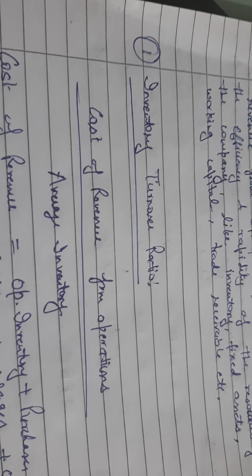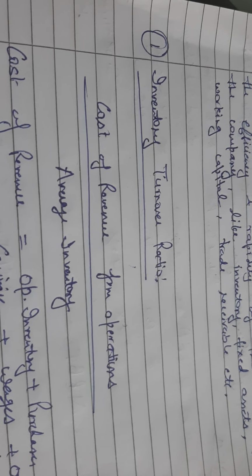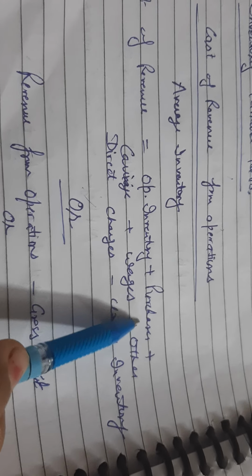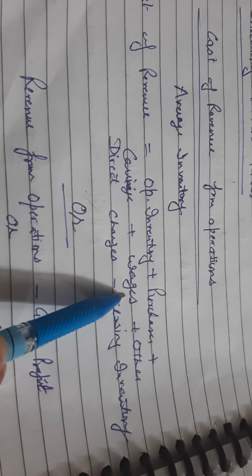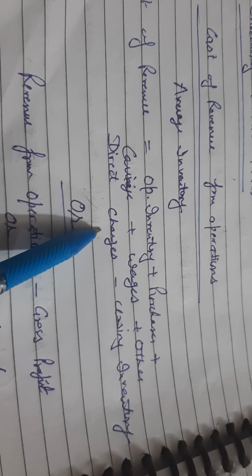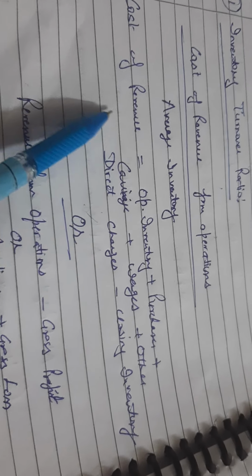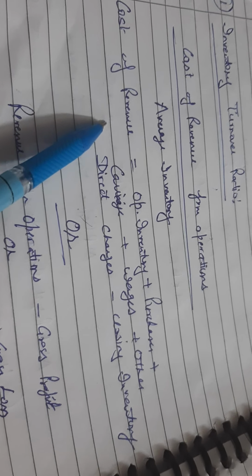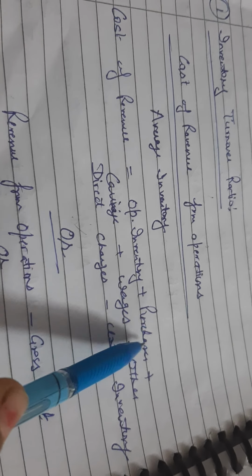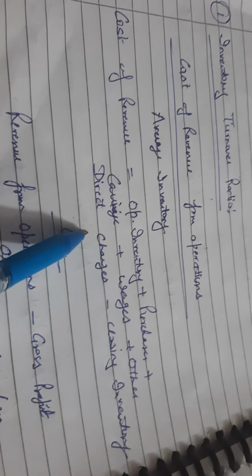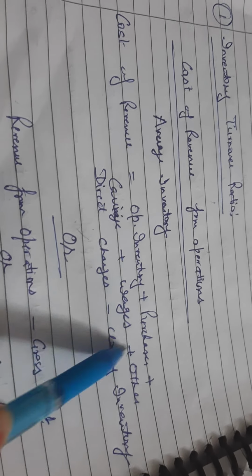Now we have two methods to find out the cost of revenue. The first one is opening inventory plus purchases plus carriage, wages, the other direct expenses, minus closing inventory. So this is basically the formula to find out the cost of revenue when in the question opening inventory, purchases, the direct expenses and the closing inventory are given. Then you would find out the cost of revenue by this one.